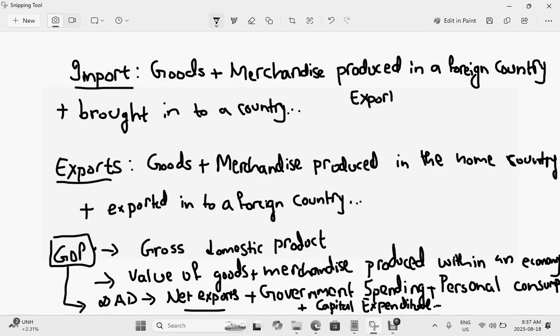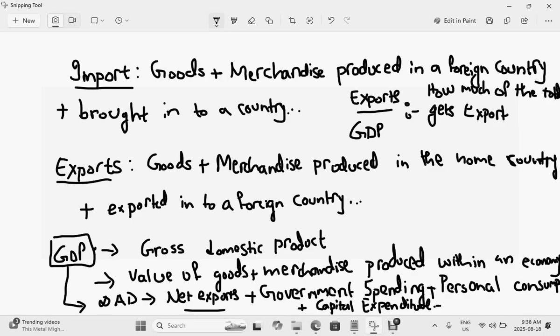Apart from GDP, the ratio of exports to GDP will give us an idea of how much of your GDP, how much of your total production, gets exported to a foreign economy. This ratio may be important for analysis, to figure out whether you need to increase production or change your monetary and fiscal policies, and so on. Again, it shows how much of total production gets exported to a foreign country and so contributes to your net exports.